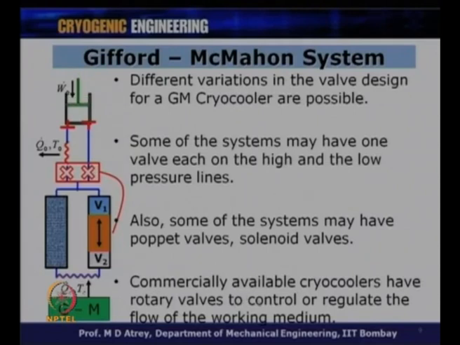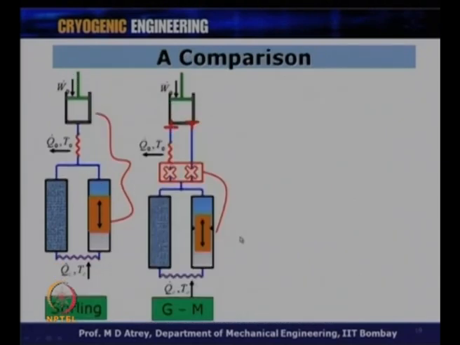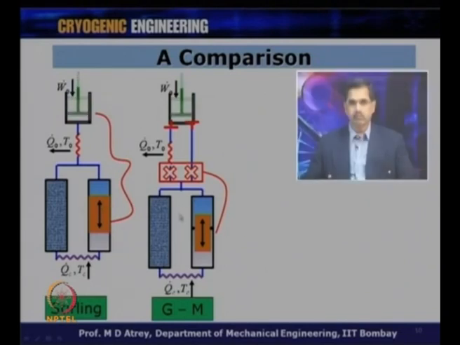So, normally a rotary valve is working there to control and regulate the flow of the working fluid. Normally it will be a rotary valve, and once I say rotary valve, it will have a motor to give a rotary motion. If I want to compare a Stirling cycle cryocooler and a GM cycle cryocooler, you can see both the schematics here, and it directly reveals that there is no valve here, there is a valve here.